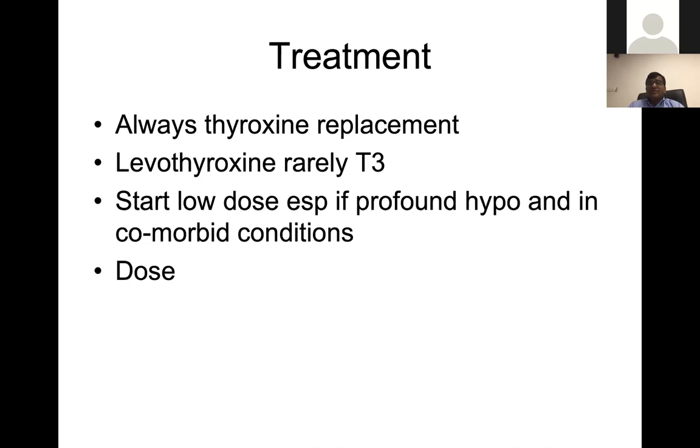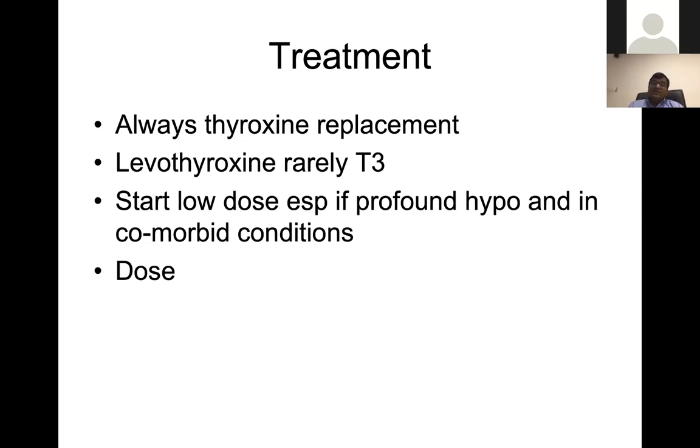So the T4 is longer acting compared to T3. So you use T3 in such situations, but this is not available in Sri Lanka, so we don't use T3 in Sri Lanka. In thyroxine treatment, you need to know some principles.